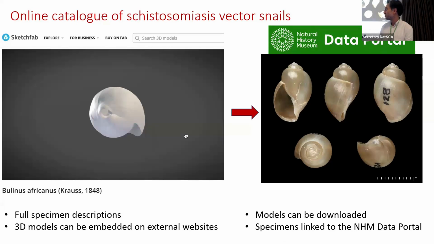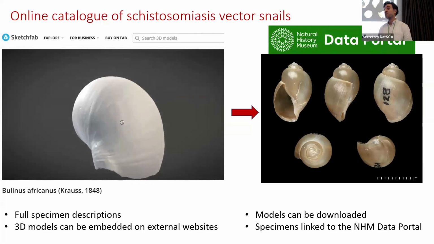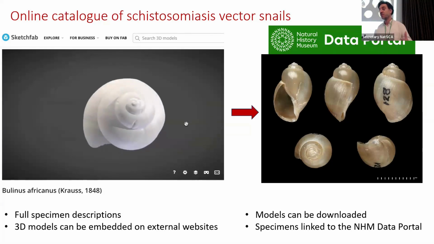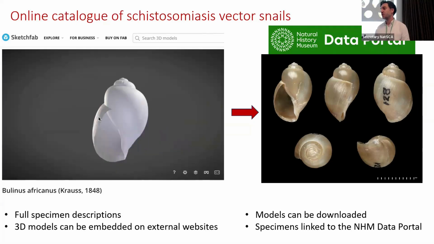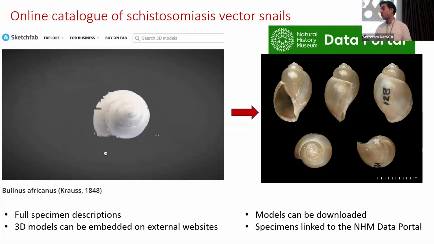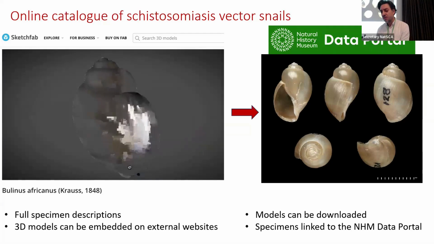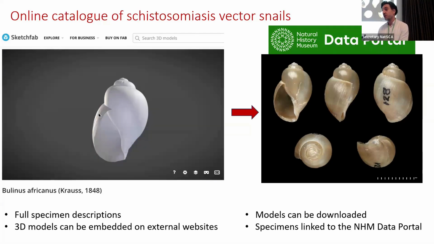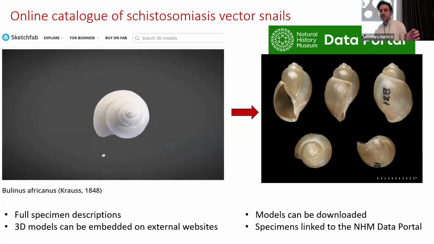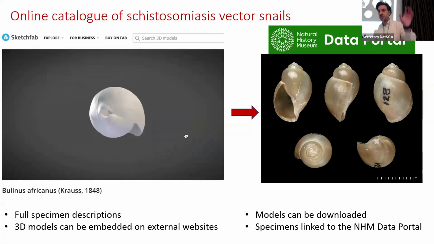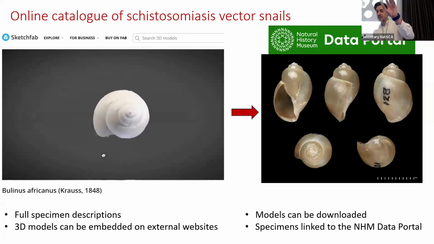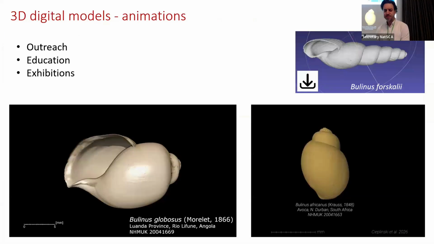Then those 3D models can be embedded in external websites. This was important for us because we had lots of people working on specific groups, subgroups, species complexes of those shells. Then you can easily copy this code, paste it on the website, and you have the rotating shell in a window on your website. And then those models can be downloaded. They are all optimized for 3D printing. That was the big part of the project. And there are links to the NHM data portal. So you have a 3D model, you go to the data portal, and you have a picture of the real shell and all the necessary information.